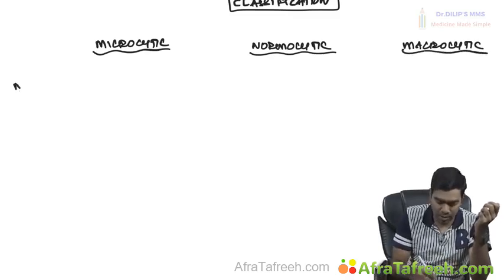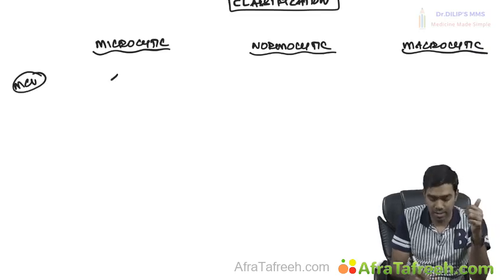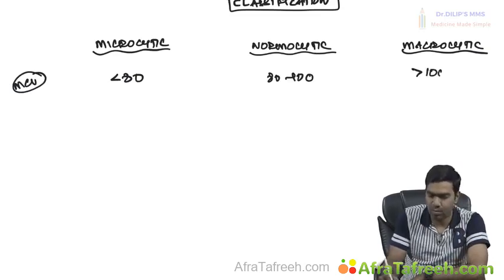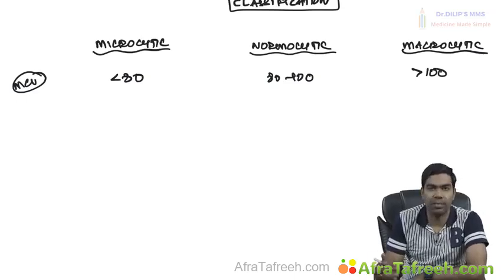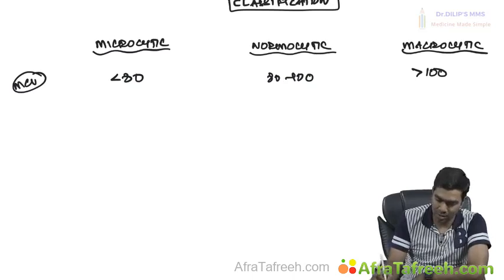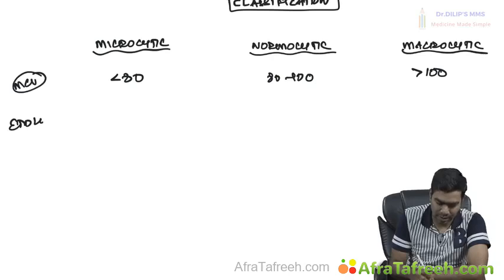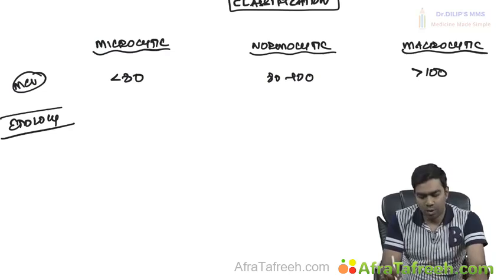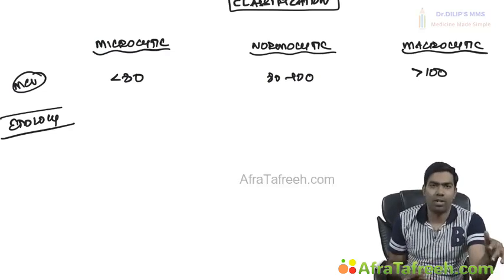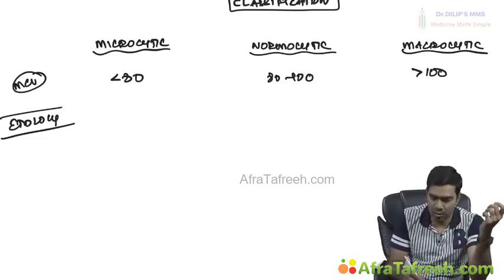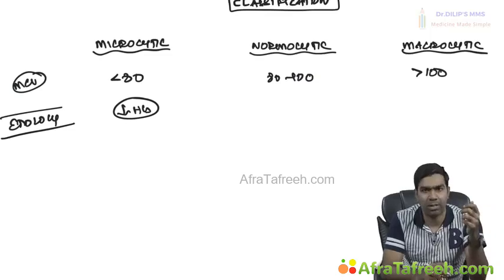So if you ask me about microcytic, I can tell MCV must be less than 80, normocytic in the sense 80 to 100, and macrocytic means more than 100. That is the difference between microcytic, macrocytic and normocytic anemias. So if you ask me the etiology, which is again relatively more important, if you know the pathophysiology properly, you can tell the etiology properly. If you ask me what is the pathophysiology of microcytic anemia, the answer is reduced cytosolic hemoglobin. Reduced hemoglobin is the reason for microcytic anemia.